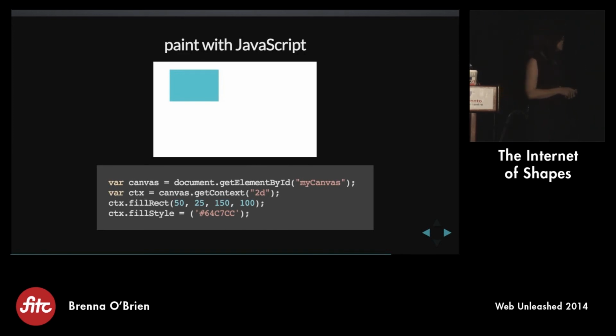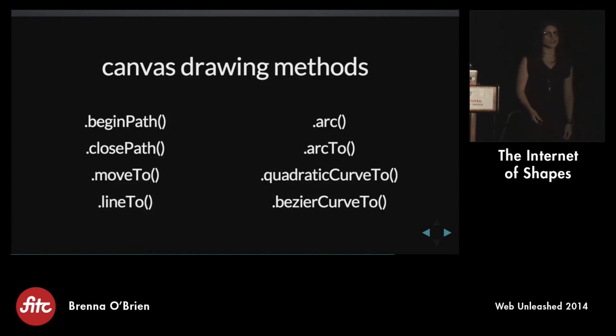And then there is a drawing method to make a rectangle, this fillRect. And we've also used fillStyle to specify what color I want to fill it with. The thing about canvas, though, is the rectangle is actually the only shape that you can draw with its own method. For everything else, you're going to have to use these drawing methods. Think of them as sending commands to your paintbrush. So we have beginPath and closePath to bookend the drawing process. And then you're going to have to use a combination of moving the pen around, drawing lines, and drawing curves.